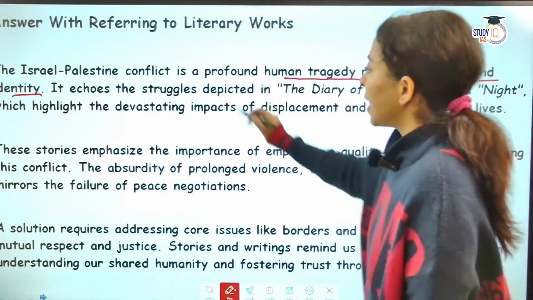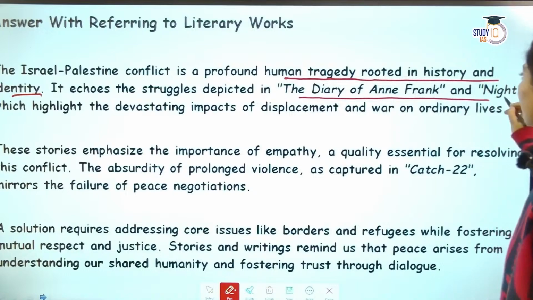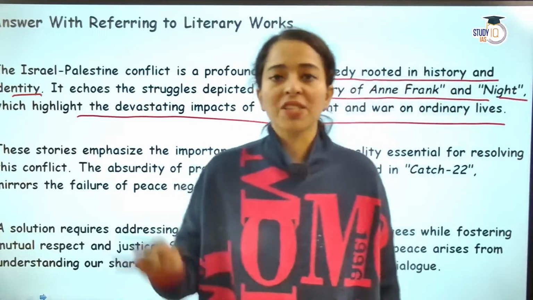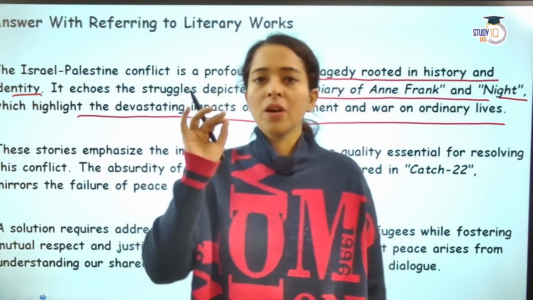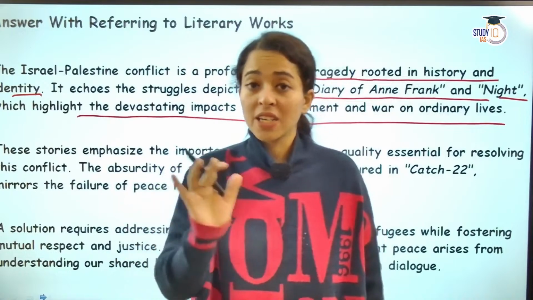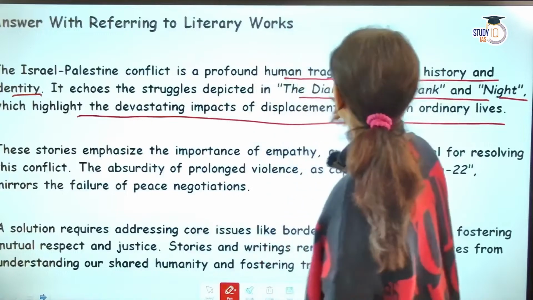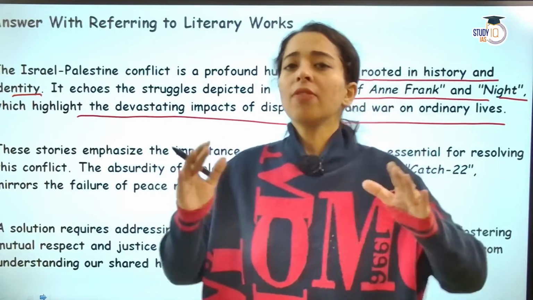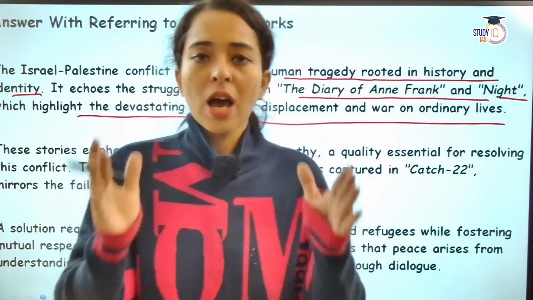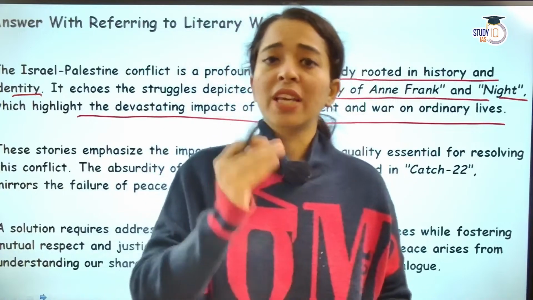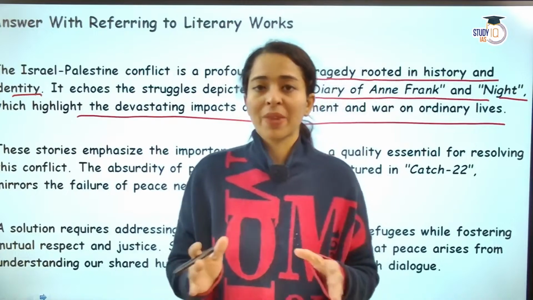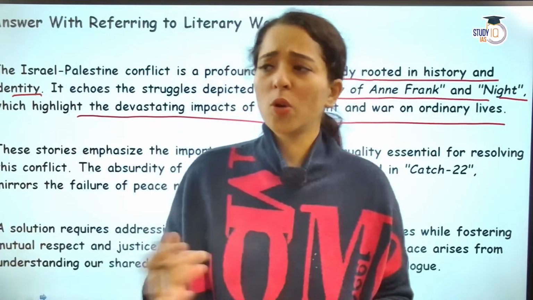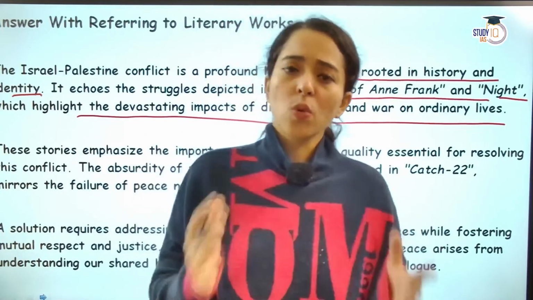Let's talk about this. It echoes the struggle depicted in the Diary of Anne Frank and Night, which highlight the devastating impacts of displacement and war on ordinary lives. You are taking the first-hand information that was given by Anne Frank in her diary, a very popular work, and Night, which actually talked about the horrors. Over here, if you have a good amount of knowledge about English literature, you can go on and on talking about so many aspects, so many works that revolve around the entire Second World War. And we know that there have been numerous works across the globe, especially European literature, and so on, right?